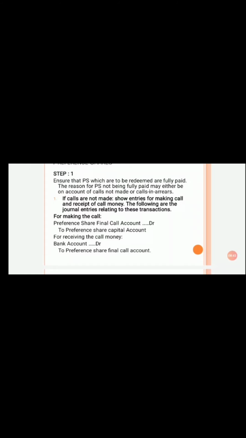You just look into the journal entry, students. In the first journal entry for making the call, preference share final call account was debited. So when you are collecting the amount, you have to credit the preference share final call account.